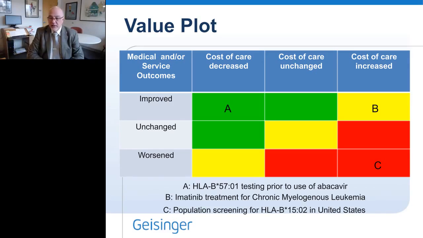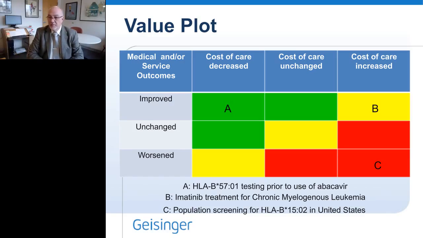This particular HLA type is very prevalent in Asian populations, particularly populations that derive from the Han Chinese, but is almost not seen in African American and Caucasian populations. If we were to decide to do population screening for this HLA type for every person in the United States, this would be a very poor value. It would inject a lot of cost.